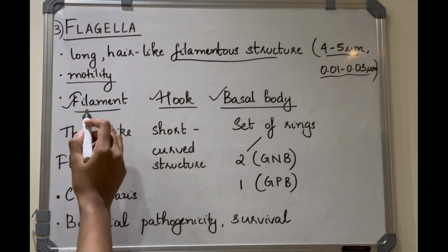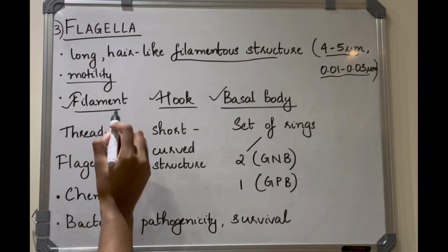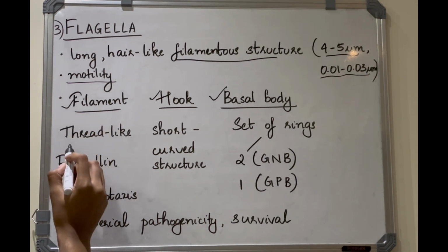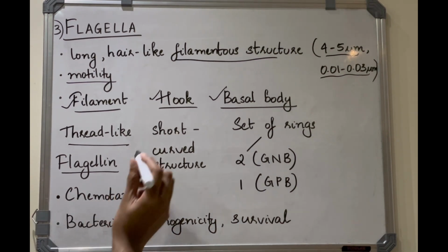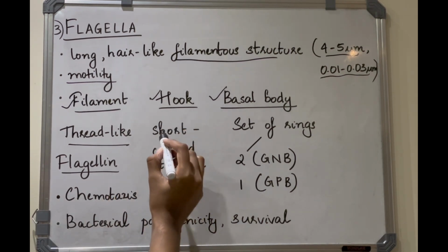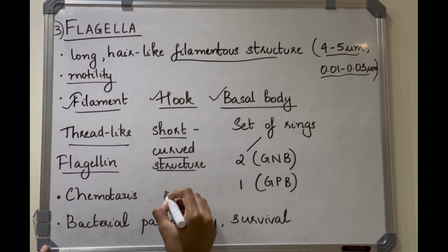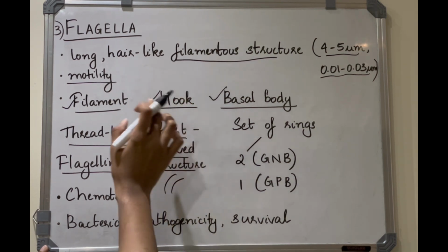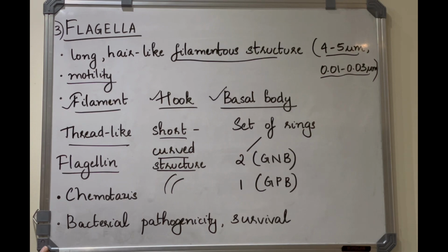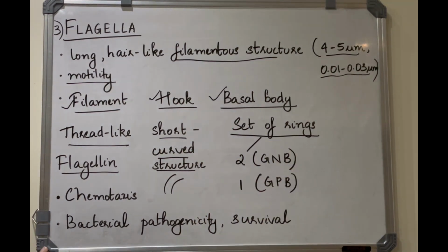Now this filament is a thread-like part that is extending from the cell wall. It is mainly composed of the protein flagellin. And this hook is a short curved structure, and this hook will join the filament to the basal body. The basal body is a set of rings that is embedded in the cell wall and plasma membrane.